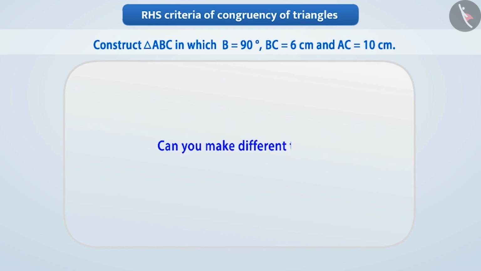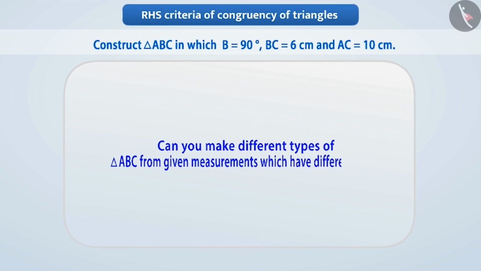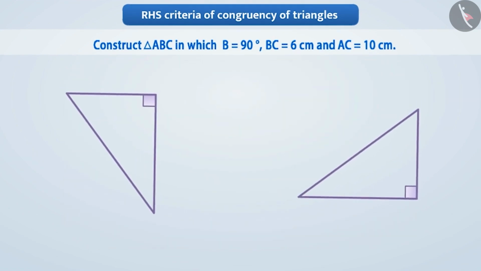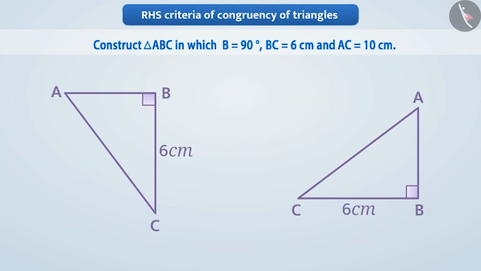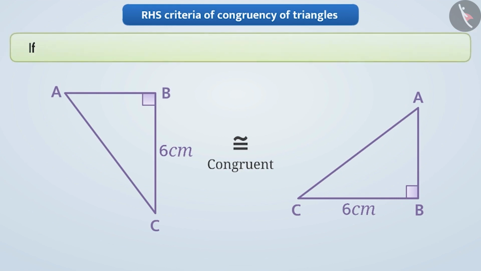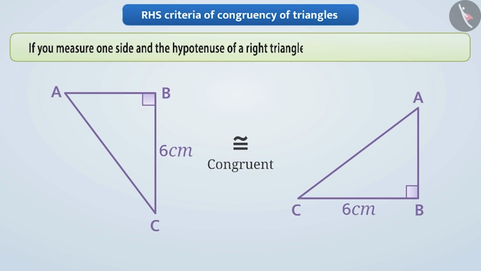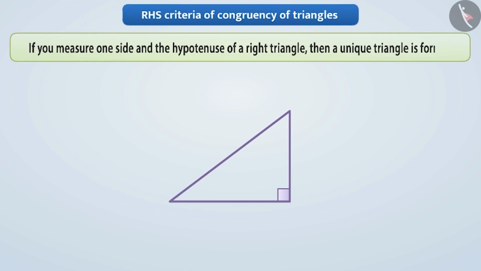Can you make different types of triangle ABC from the given measurements, of different sizes? Try pausing the video. You will get equal-sized triangles in each case. That is, you will get congruent triangles. From this, we know that if the measurement of a side and hypotenuse of a right triangle is given, then a unique triangle is formed.